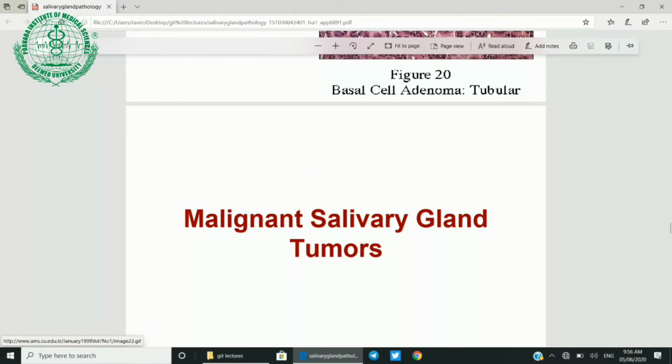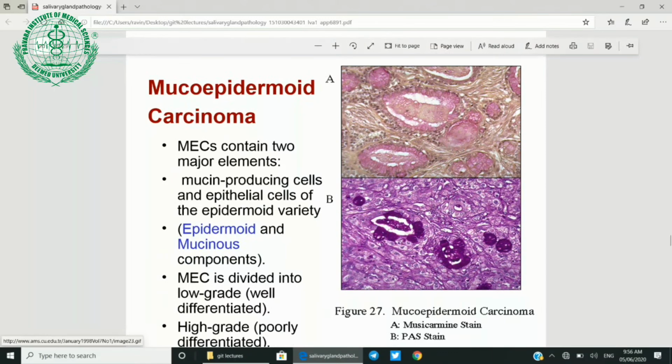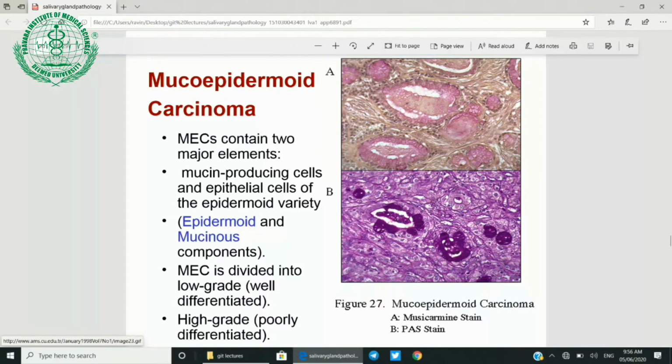So two benign tumors, pleomorphic adenoma and Warthin's, and now three malignant tumors in salivary gland, which you should remember. And the first and most important out of these is mucoepidermoid carcinoma. Again, the name is also giving you a hint what components it will have.